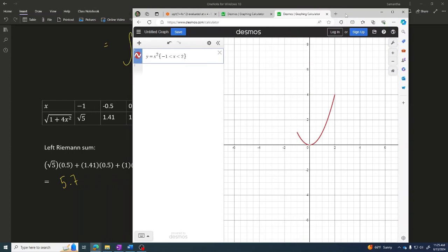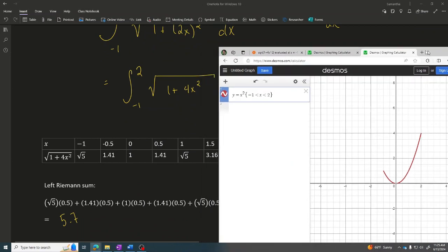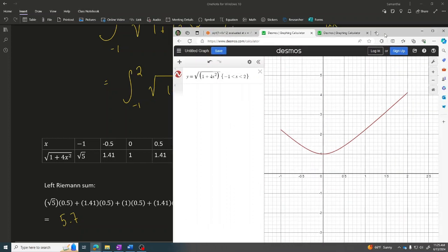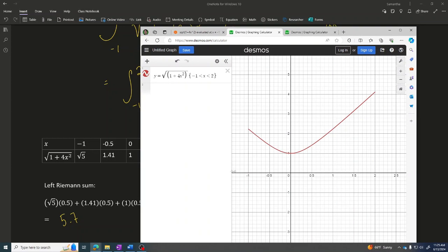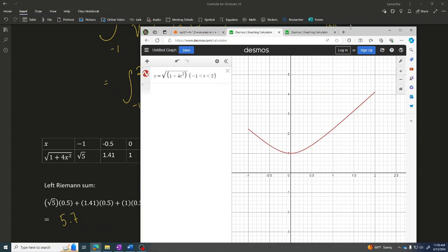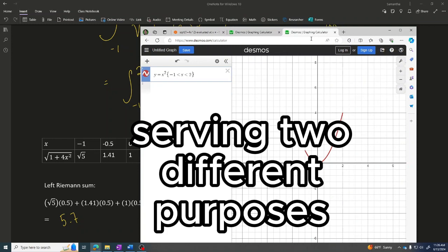But x squared is not actually the function that we are integrating. The function that we are integrating is this function that we set up ourselves, which is the square root of 1 plus 4x squared. The area underneath this function represents the total distance traveled, as opposed to the other function, whose arc length represented the total distance traveled. So just be careful. It can be confusing when you have two different functions in a problem like this that are serving two different purposes.